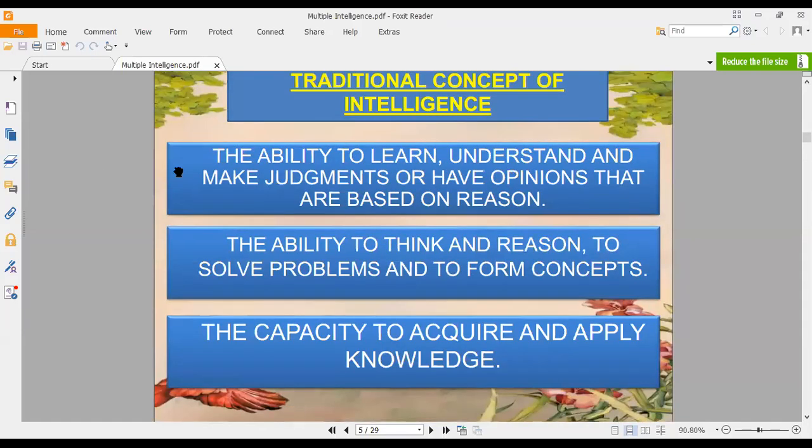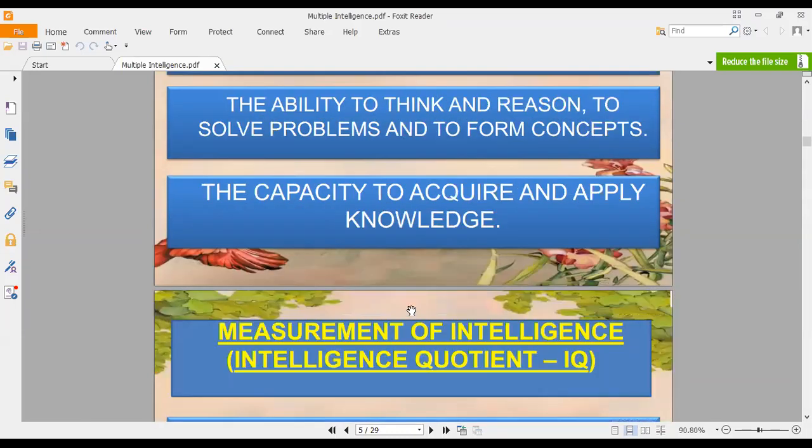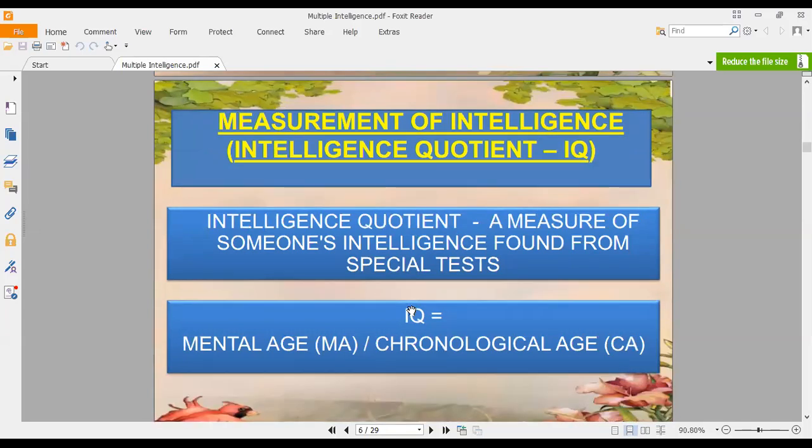But I just want to tell you, the traditional concept of intelligence is about the capacity to acquire and apply knowledge. This is the most important one. That means how much you can acquire and how you are applying it. No matter if you acquire all the knowledge in the world, if you cannot apply it, there's no reason to have that knowledge. Because there are lots of people who know everything, but they cannot apply it, right?